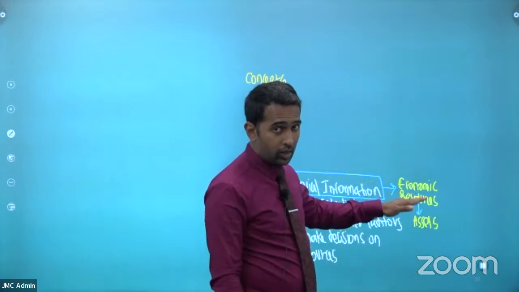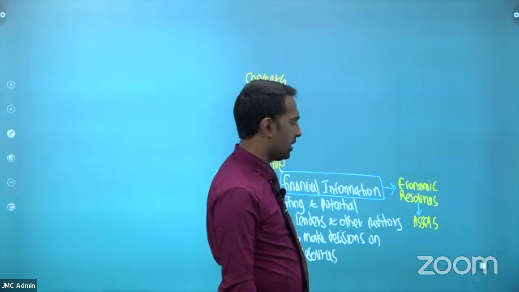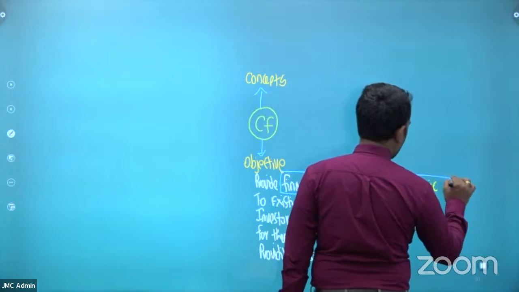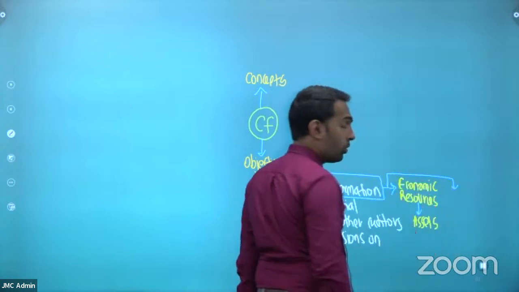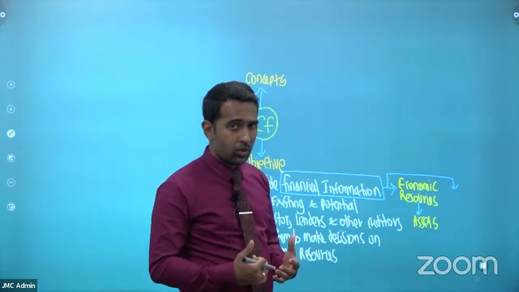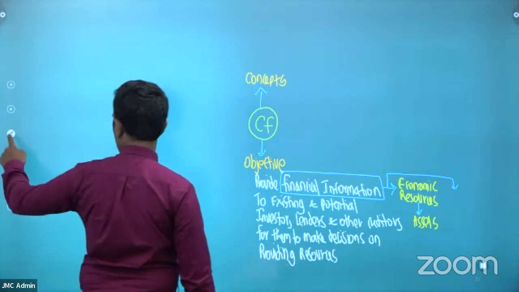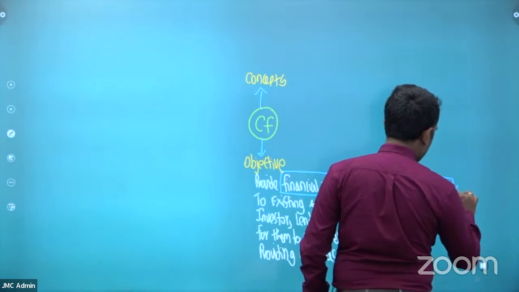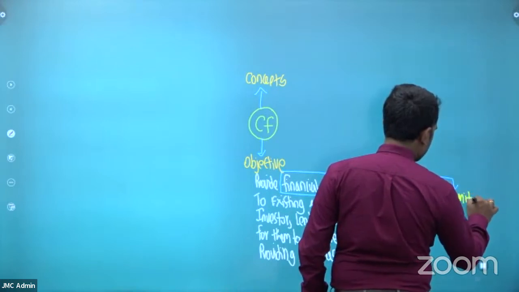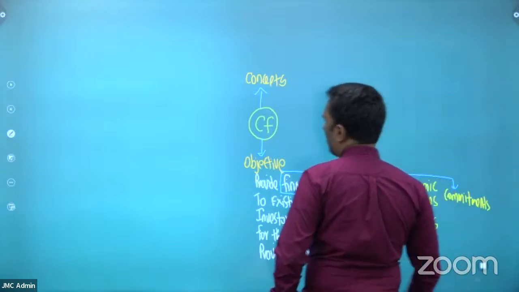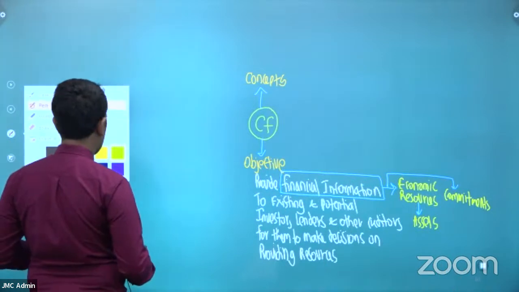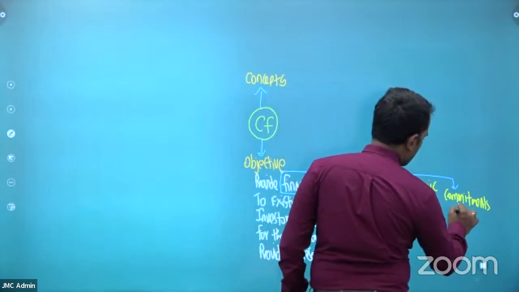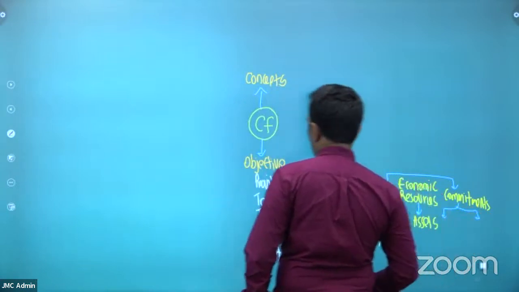Financial information means you are providing information about the economic resources. In other words, these are the assets of the business. And you are providing information about your commitments, your obligations, right? So let me put it like this. Your economic resources and your commitments, your obligations or your commitments. These can be divided into two, right?